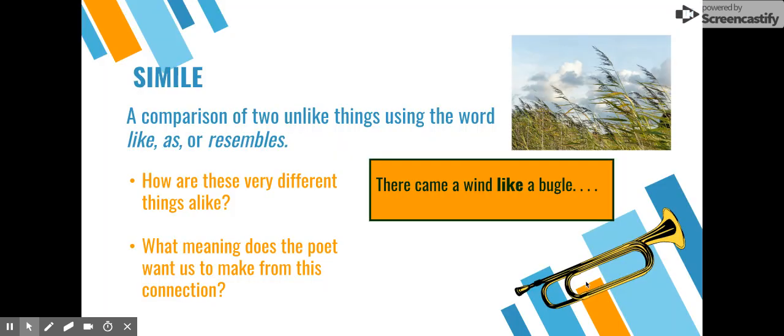Simile compares two unlike things using like, as, resembles, a word of comparison. So if you are showing two things that are not alike and saying they're alike, and there's a word that connects them, then that's a simile. There came a wind like a bugle. So we know it's a loud wind. We're making a connection there.